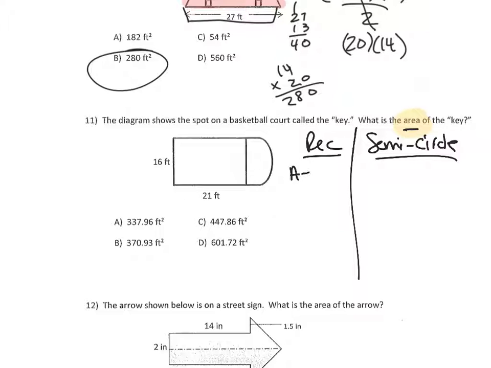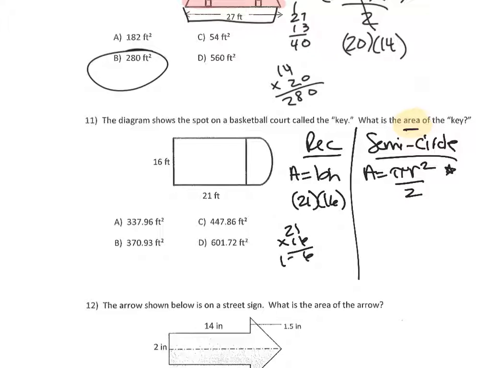So the area of a rectangle is base times height, and for a semicircle, pi r squared, and then divide by 2 at the end. So do that top part first, the easiest part. Area is base times height, so 21 times 16. 21 times 16 should be 336 here in the middle.